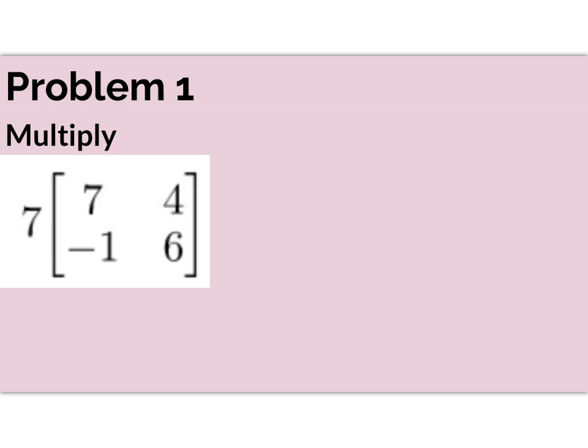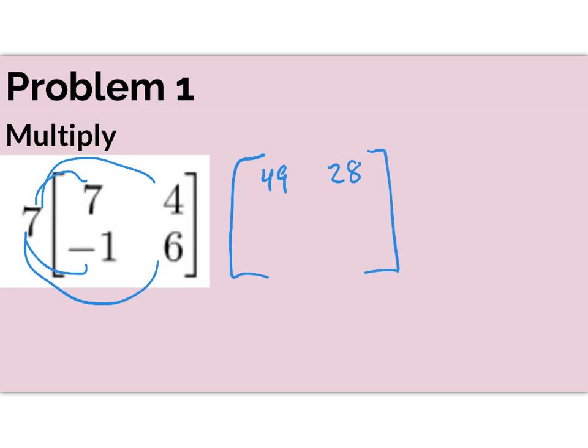Okay, so 7 is a whole number, and so we're going to distribute the 7 to every element in the matrix, and the element is every number. So 7 times 7 becomes 49, 7 times 4 becomes 28, 7 times -1 is -7, and 7 times 6 is 42. And that is how we solve that problem.